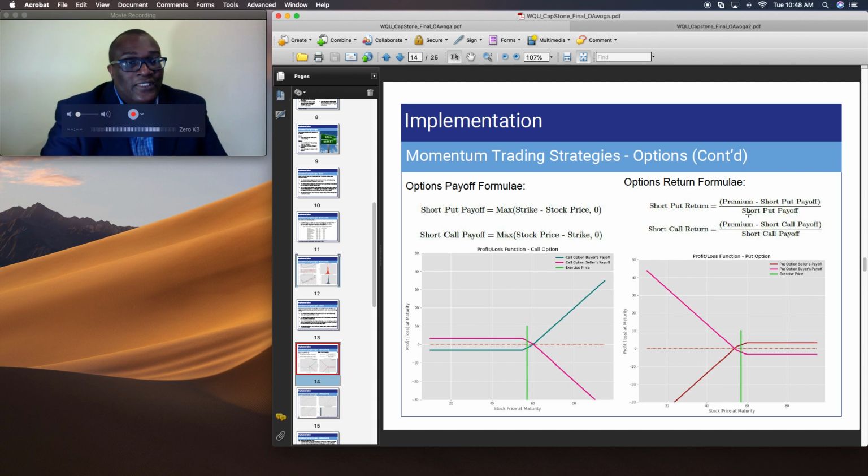It is important to note that it is better to agree on the methodology for calculating return from the outset. What we did here is just to simplify our implementation. So basically what we did is to deduct the payoff at the expiration of the derivative or option from the premium and divide by the payoff to get the return on that particular investment. But there are other strategies that you can use to calculate your return.